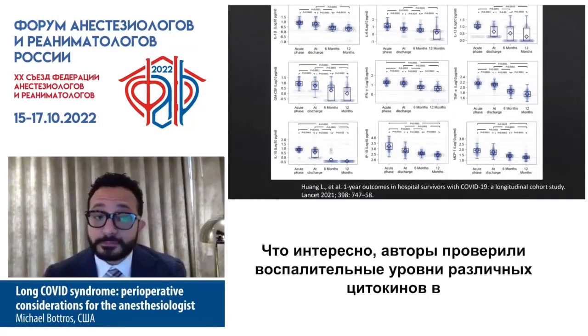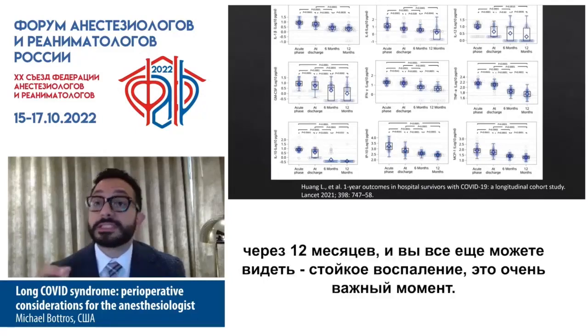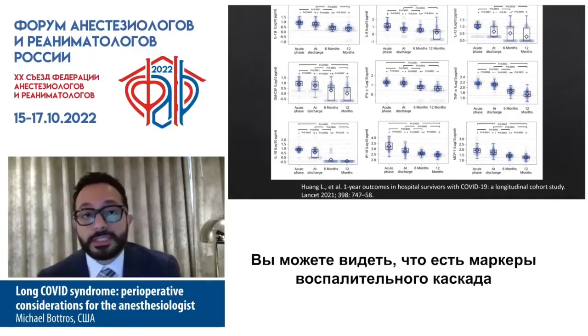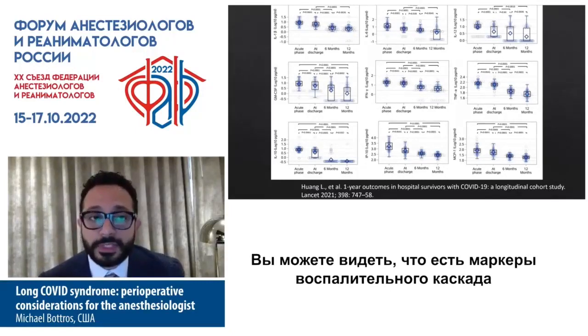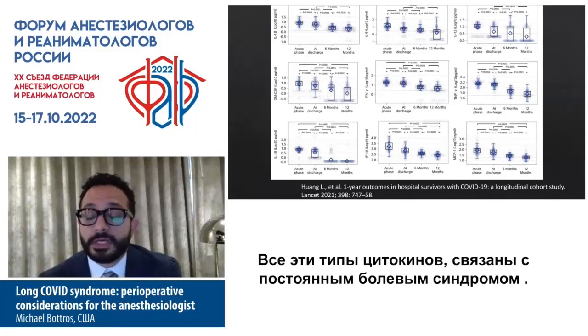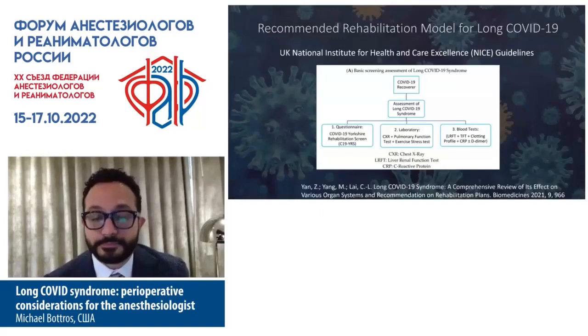What's interesting is they checked inflammatory levels of different cytokines at the acute phase, and then when they were discharged from the hospital, and then at 6 months and 12 months, and you can still see persistent inflammation. That's very important. You can see that there are inflammatory cascade markers that are still present via IL-1 beta, IL-6, TNF alpha. These are all the types of cytokines that have been associated with persistent pain syndromes.